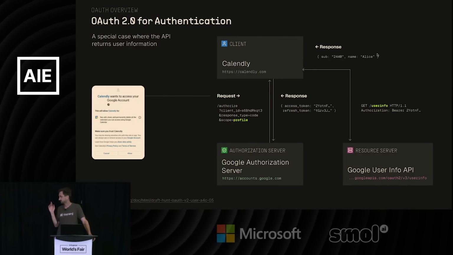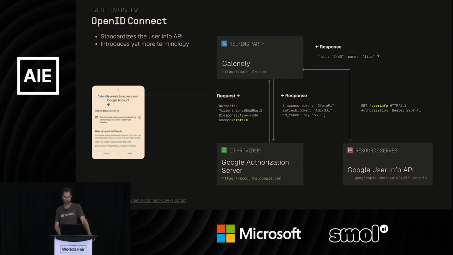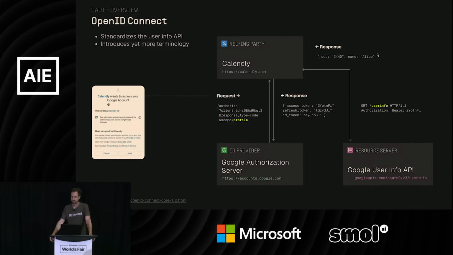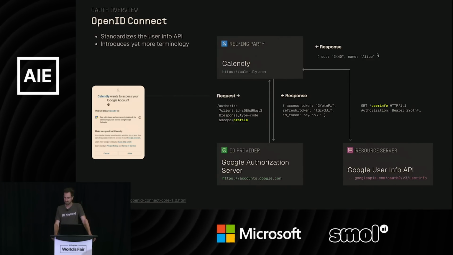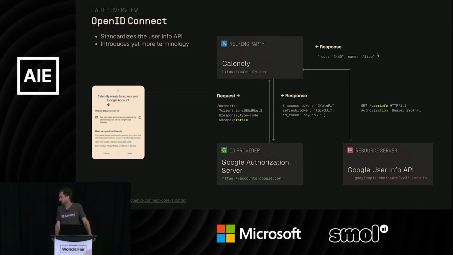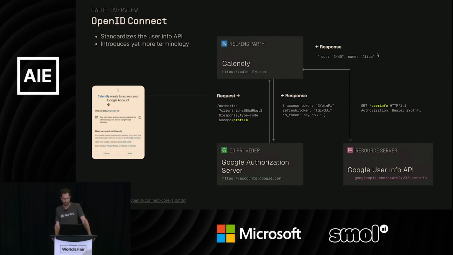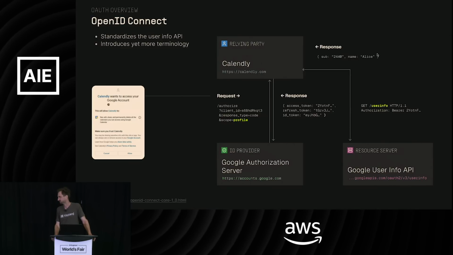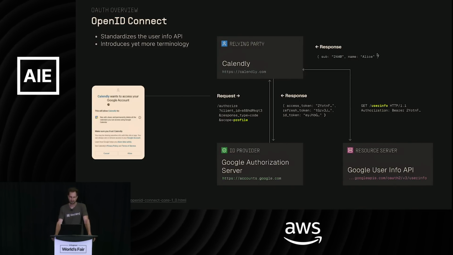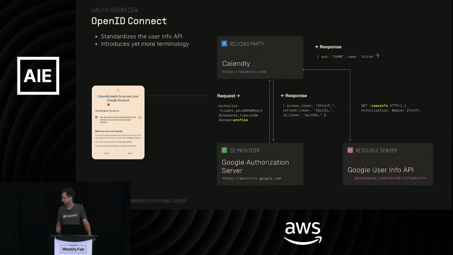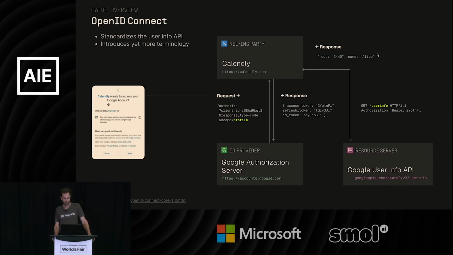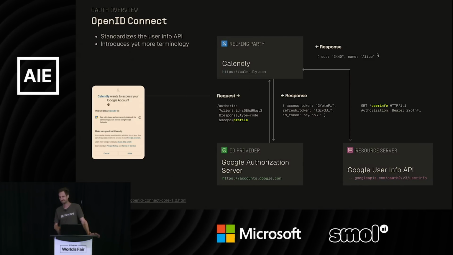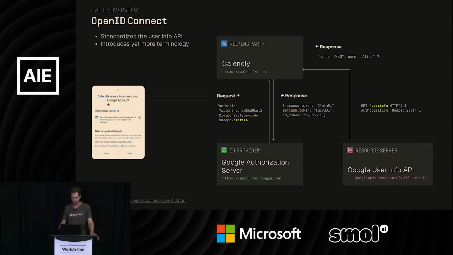This became such a common pattern that people used with OAuth that it got formally standardized as OpenID Connect, which is just an identity layer on top of OAuth that standardizes the response format of that user info API. It also does a couple things that are kind of confusing, like introduce more terminology, which identity people are prone to do. We call the authorization server now an identity provider in the scope of OpenID Connect, and applications are known as relying parties. Don't get hung up on the terminology. It's all the same thing.